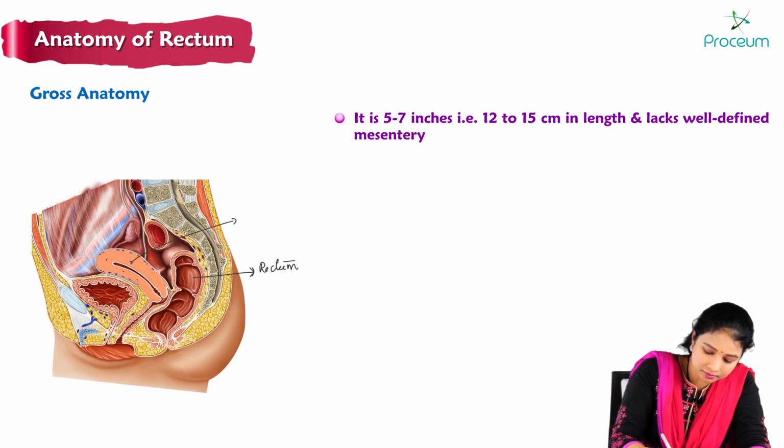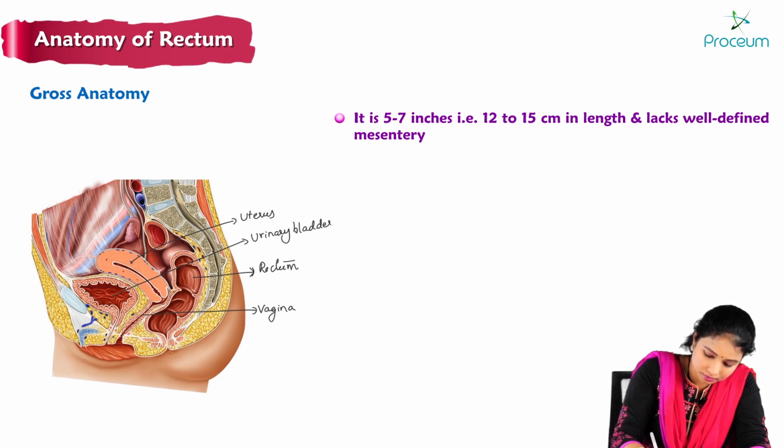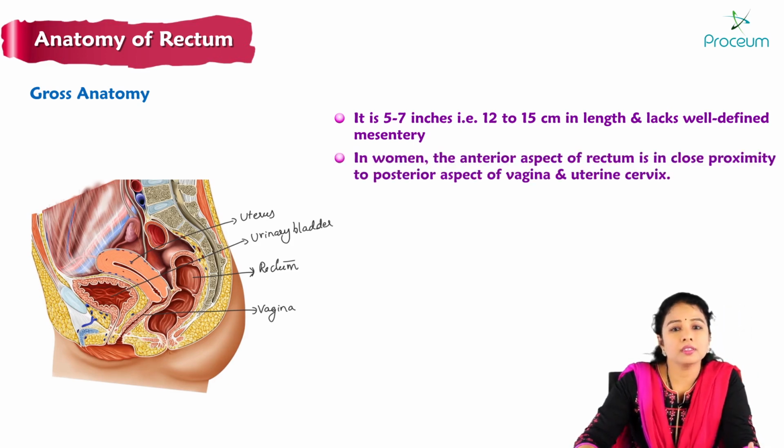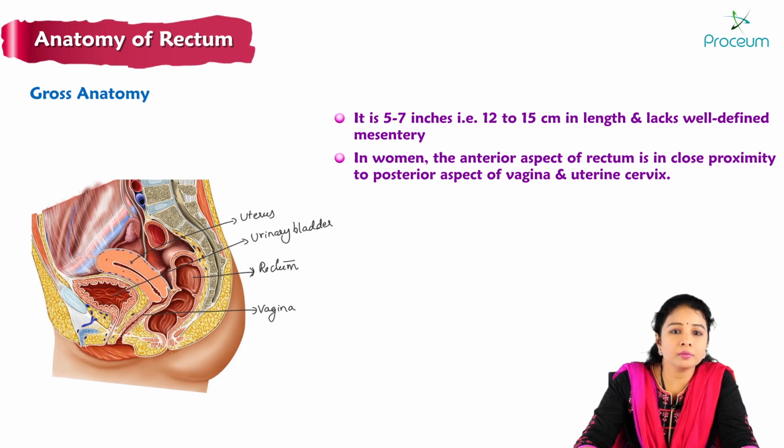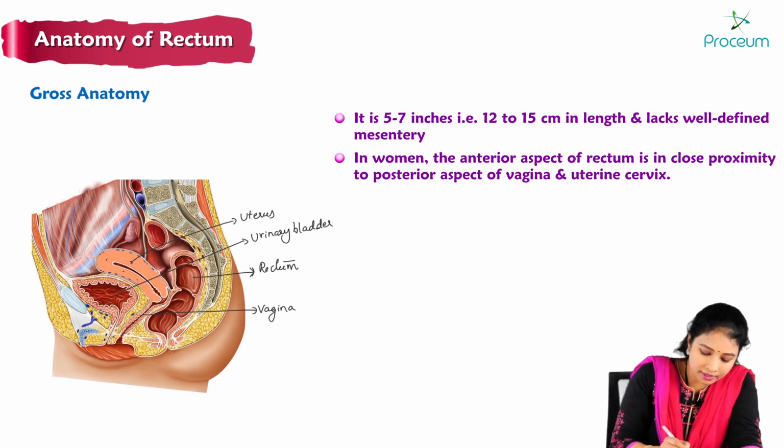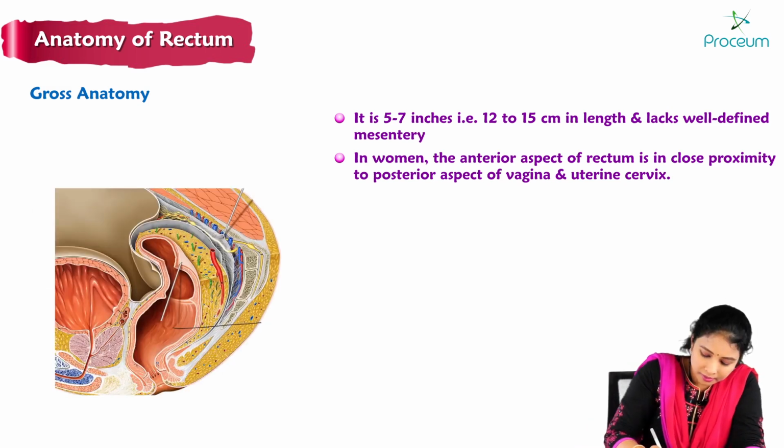So here is the sagittal section of female pelvis showing rectum. This is uterus. Vagina, urinary bladder. In women, the anterior aspect of the rectum is in close proximity to the posterior aspect of vagina and uterine cervix. So we can see anteriorly it is related to vagina and cervix of uterus. This is rectum.